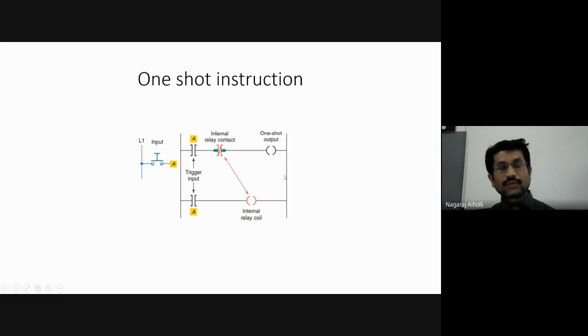Okay, so what is generated here when the one shot output instruction is triggered? When it is energized, we are getting a high. When it is de-energized, we are getting a low. So it goes from low to high and high to low. We are getting a pulse. That is why this instruction is called a one shot instruction. It is as good as generating one output pulse, one rectangular pulse.